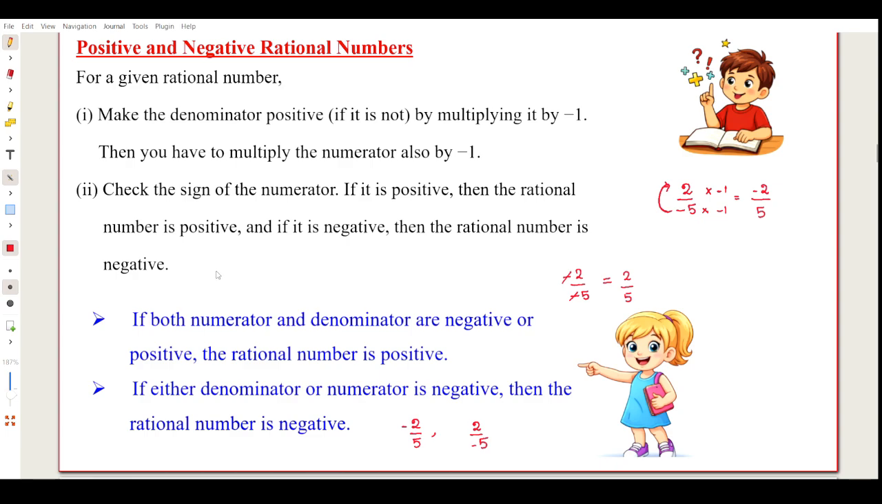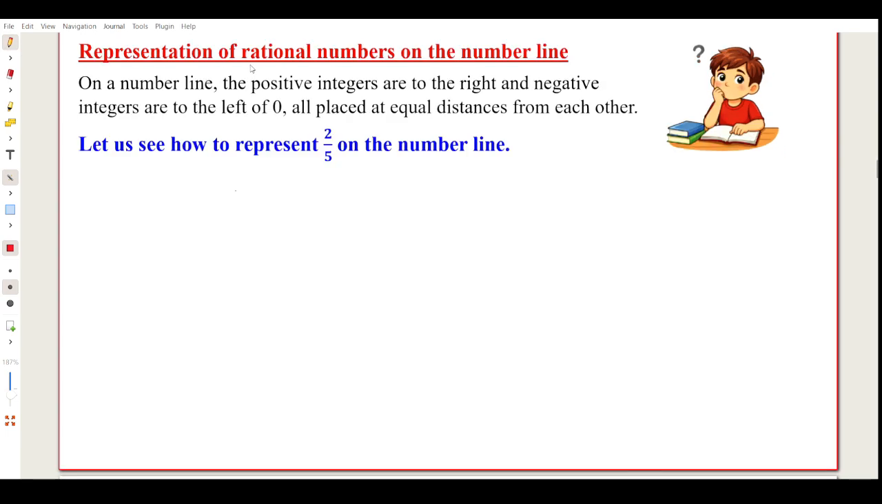Hope everything is clear. Now, representing rational numbers on the number line. For the number line, how do we write the integers? That is very easy. We draw the number line and just mark the integers on it. In the number line, left of 0 is negative and right of 0 is positive. The positive integers are to the right of 0, and the negative integers are to the left of 0.